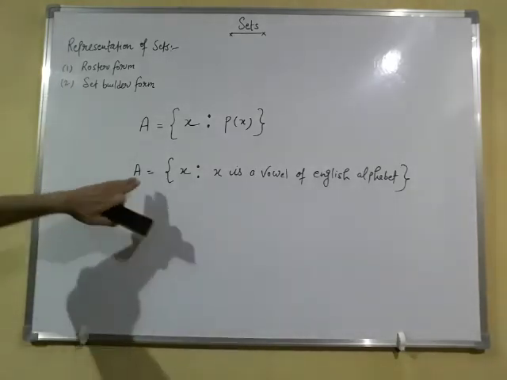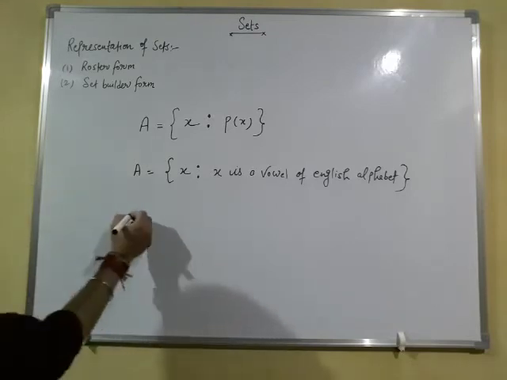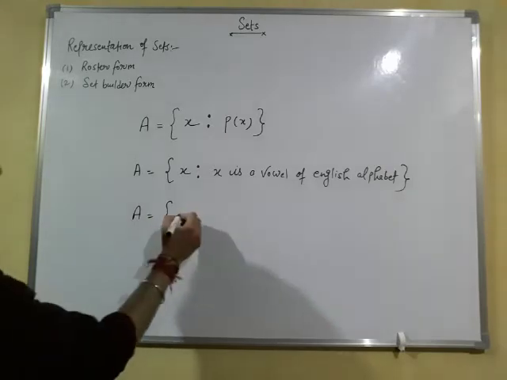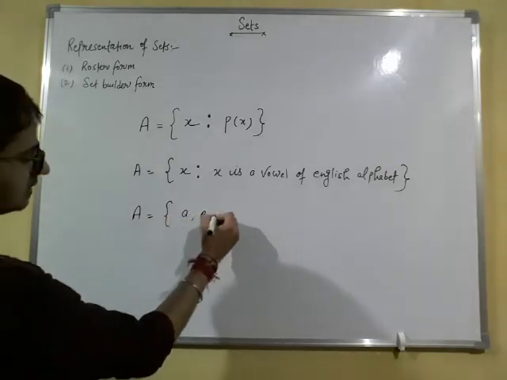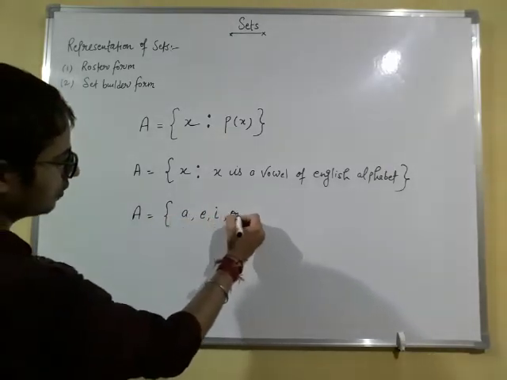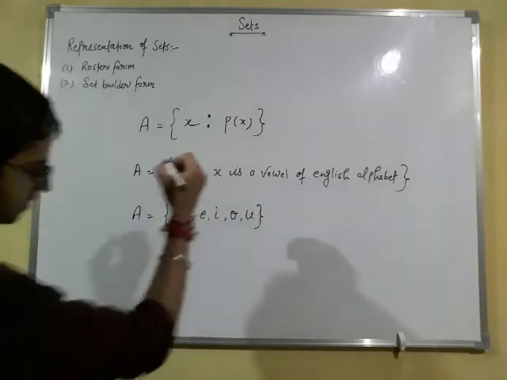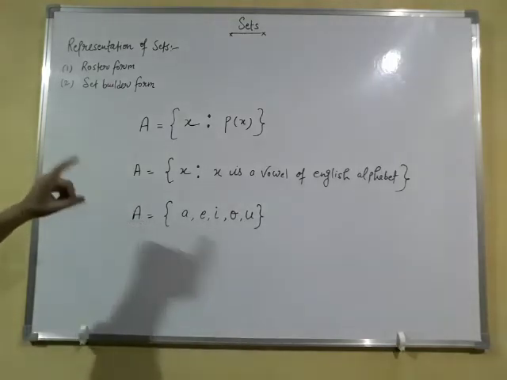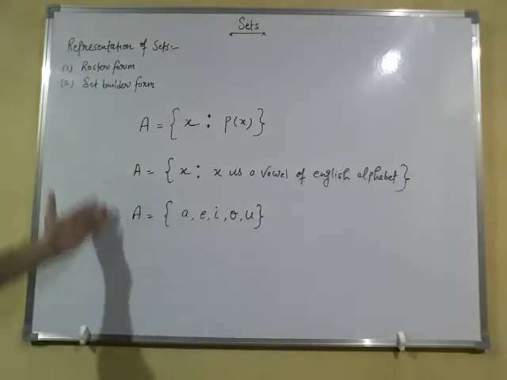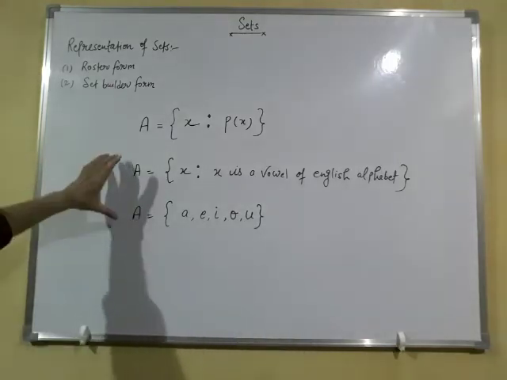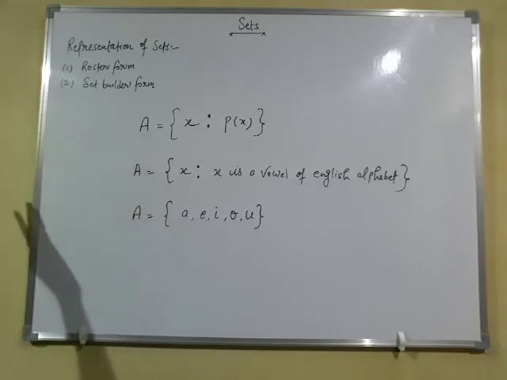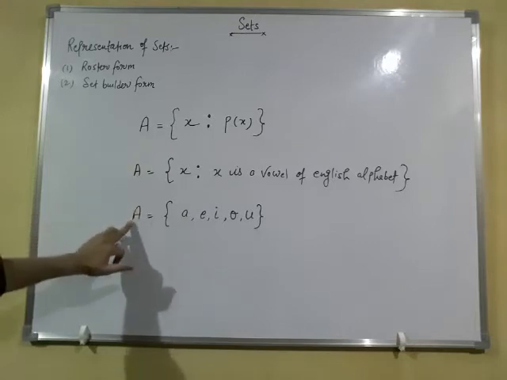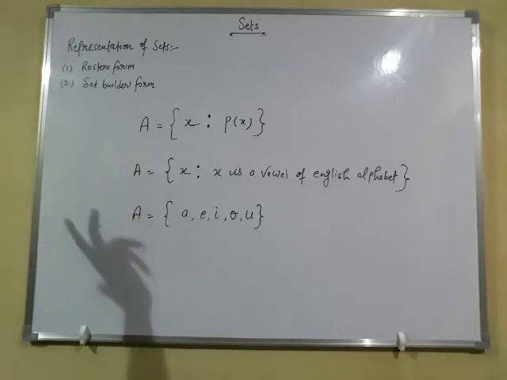And if you want to convert it into roster form, you can simply write capital A is equal to braces open A, E, I, O, U, close the braces. So by taking one simple example, I have written two different forms of representation of a set. This is the roster form, and this is the set builder form.